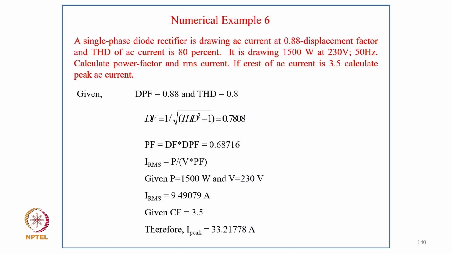AC current at 0.8 displacement, and THD of 80%. It is drawing 1500 watt at 230 volt, 50 Hz. Calculate the power factor and RMS current. Crest factor of current is 3.5.